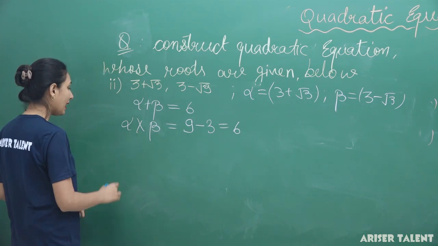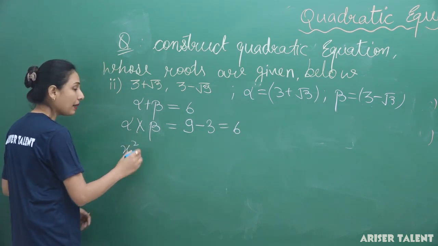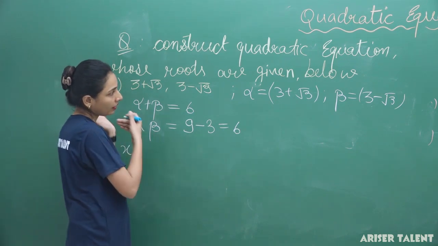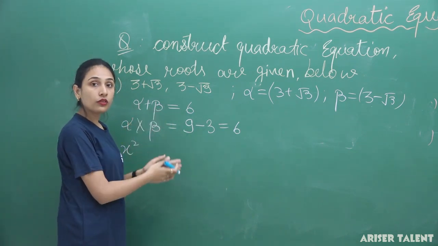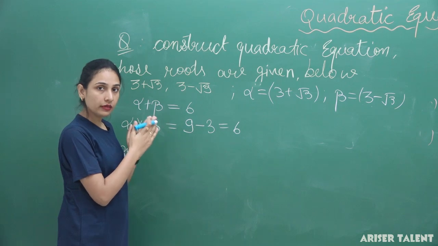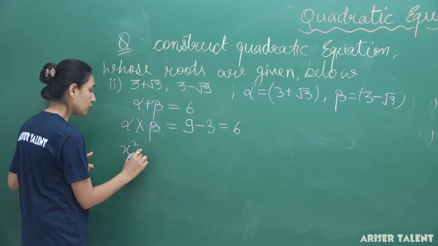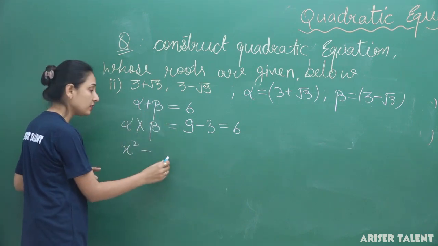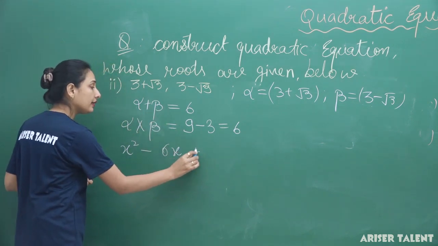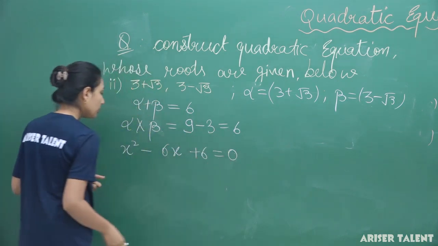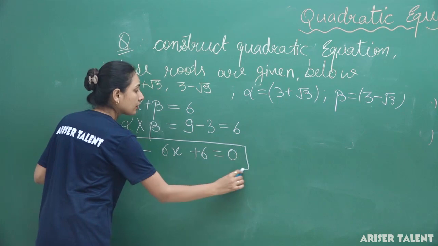6. So, here we will be getting the equation x square by putting the value. I am doing this without writing the format. You have to do it step by step, likewise we have done in the previous one. Okay. x square minus alpha plus beta, which is 6x, plus alpha multiplied by beta, which is 6, equals to 0. So, that will be our equation.